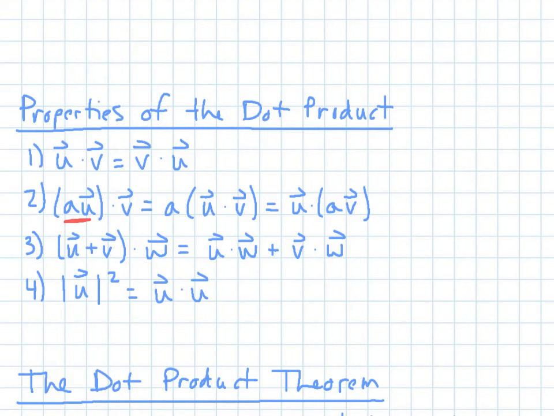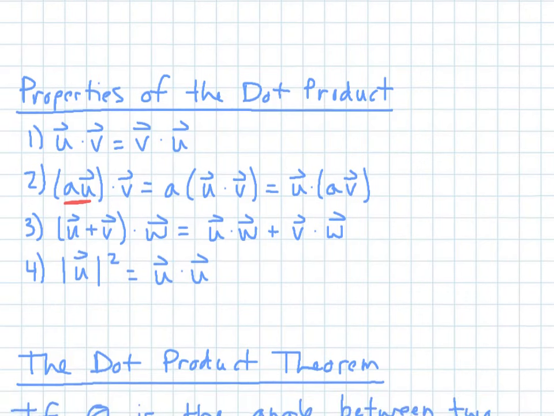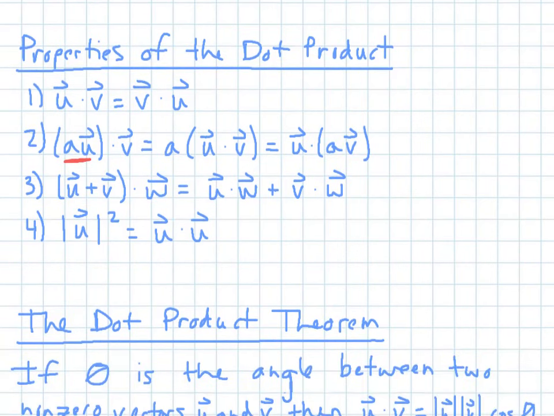Okay. The distributive property works for the dot product, so if I have a vector w on the outside, I can distribute that to vector u and to vector v, take those dot products individually, and then add those values in the end. And then also, the magnitude of vector u squared is the same thing as the dot product of u with itself.